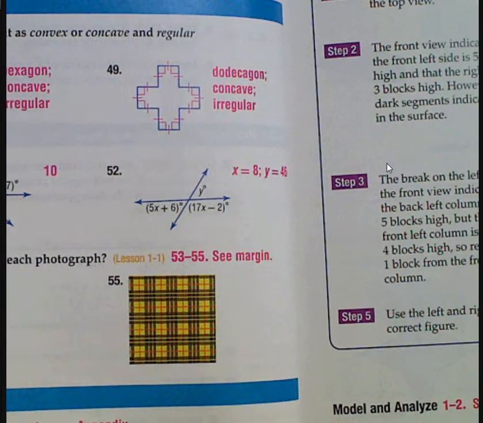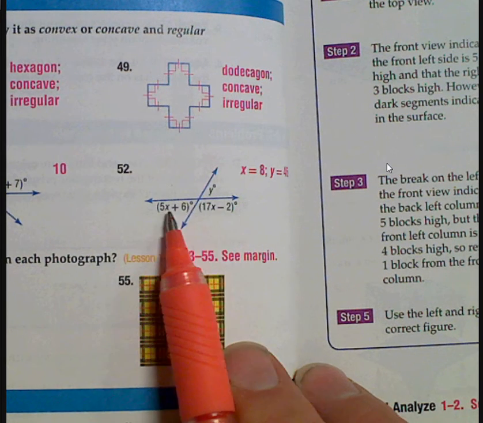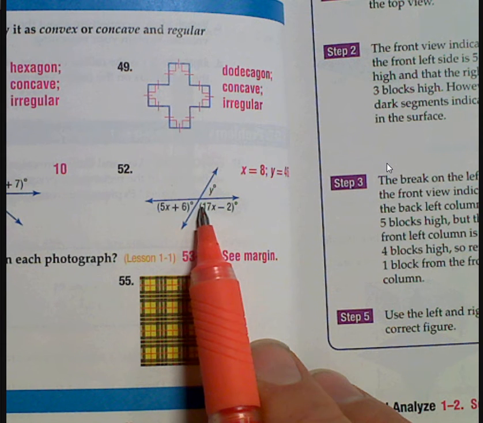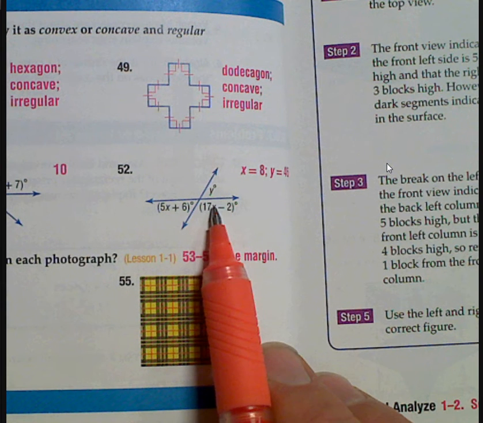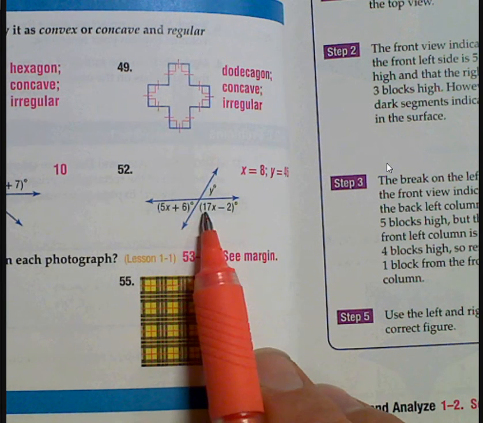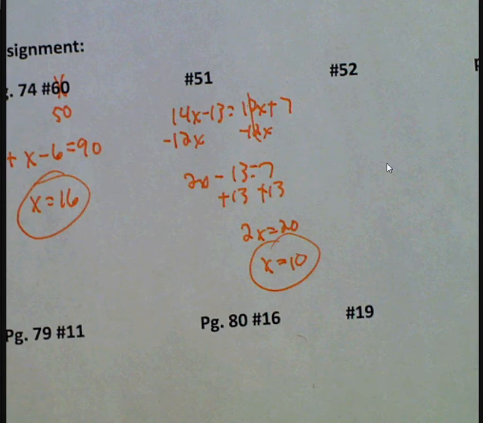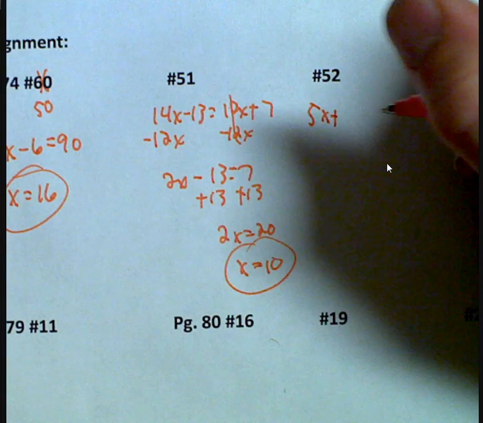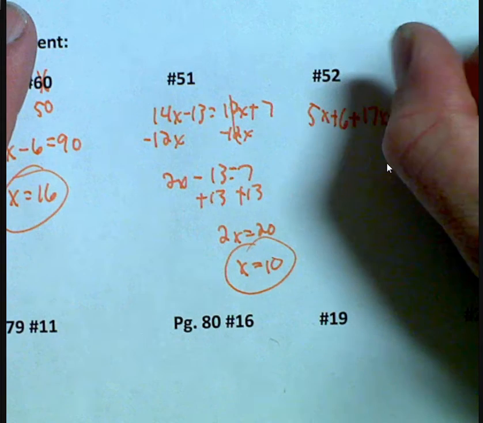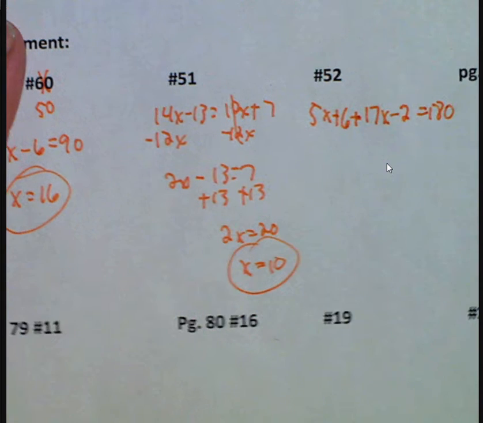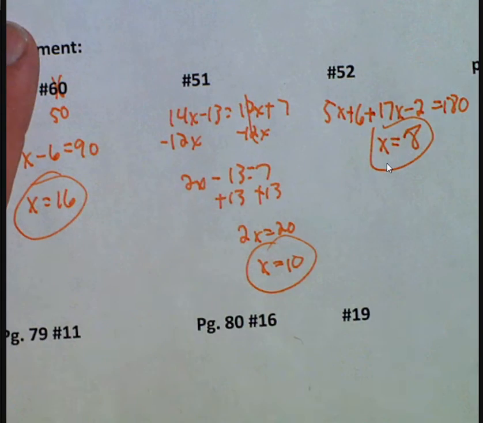This time I have two variables. I know that this angle and this angle are supplementary. And then I know that this angle and this angle are vertical, or even this angle and this angle are supplementary. But the first thing I need to do is find x. Once I find x, I know one of these angles, and then I know what y is. So I'm going to take 5x plus 6 and add that to 17x minus 2, and this has to equal 180. When I solve for x, I get 8.